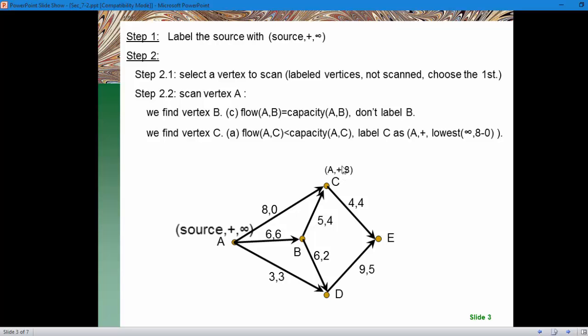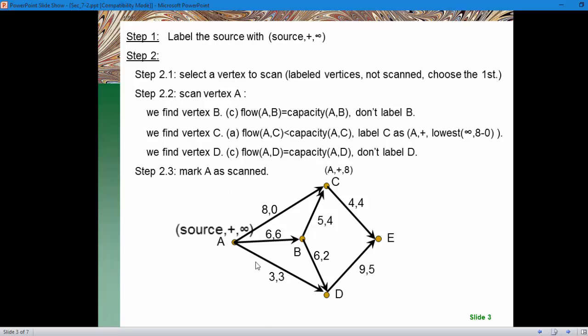In other words, when you look at this label, it tells you that from the predecessor A, we should be able to increase up to 8 units of flow. Now we look at the next adjacent vertex, and here again, flow is equal to the capacity. There's nothing we can do. We don't label vertex D. So we finished scanning vertex A. We mark A as scanned with a star, with an asterisk, and we move on back to the beginning of step 2. We select a vertex to scan.